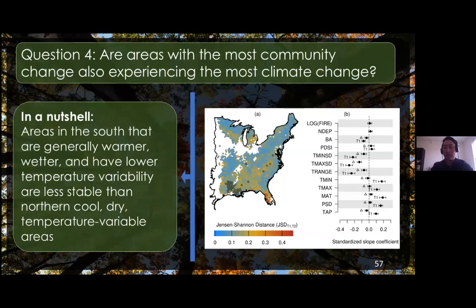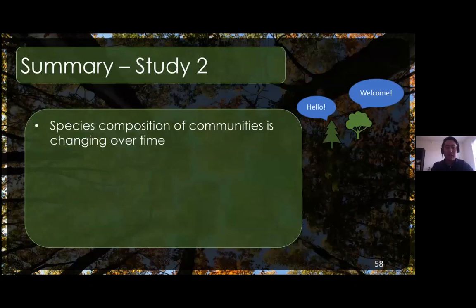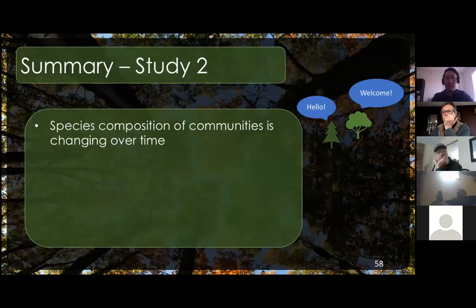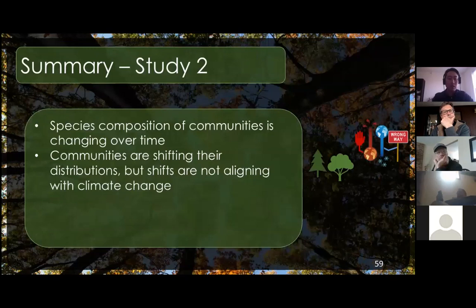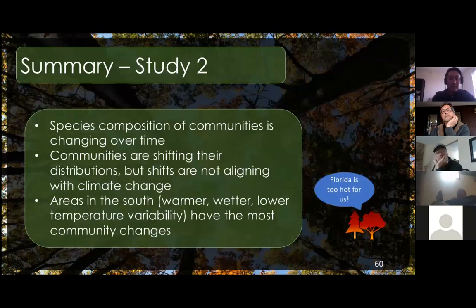And so again, just to summarize this second study, species composition of the communities is changing over time. We are finding that there are new species joining communities as well as other species leaving them, and changes in the dominant species in each community. We're also finding that these communities are shifting their distributions, but these shifts are not necessarily aligning with climate change. They're not necessarily going the same distance and direction that climate is telling them to go. And then finally, areas down in the south that are warmer, wetter, and have lower temperature variability were those that tended to change the most over the study period.